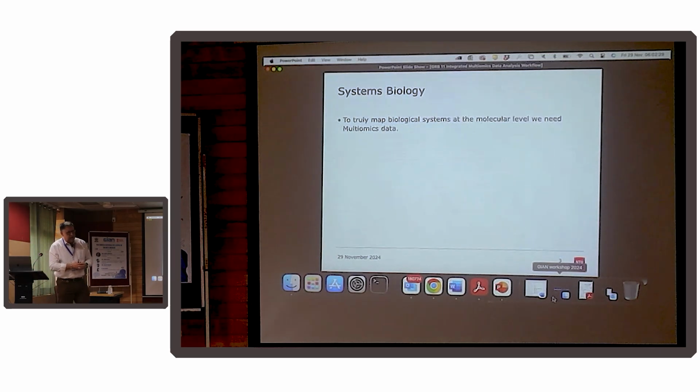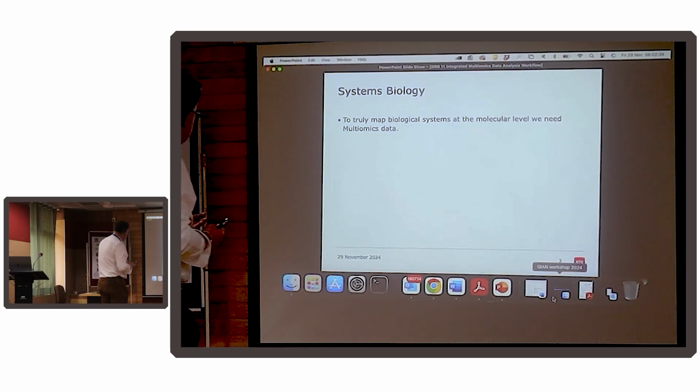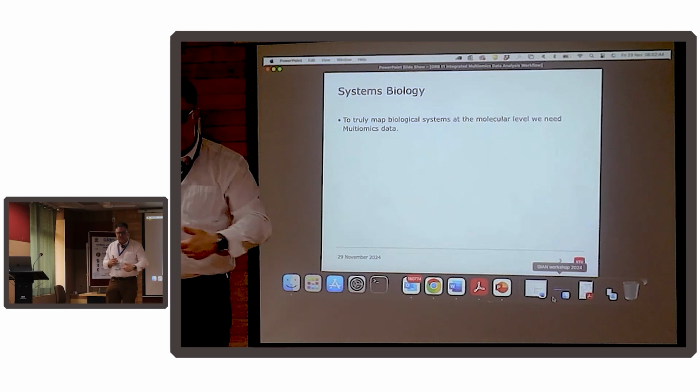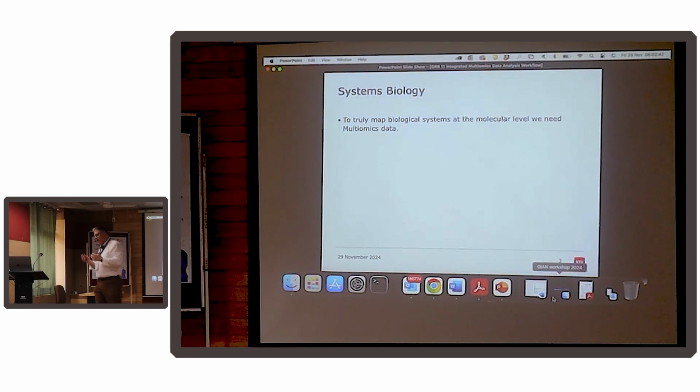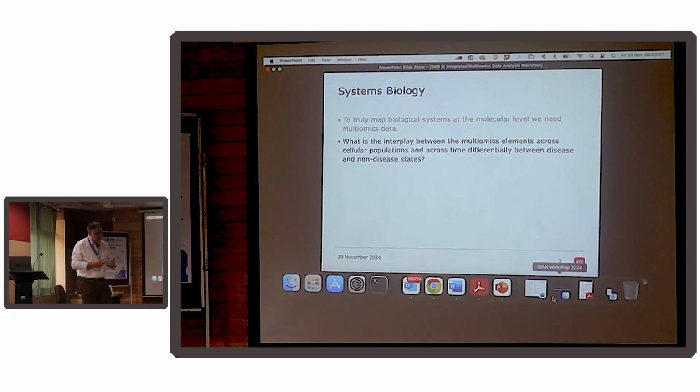So what I'm really interested in, and I suppose where the subject is heading, is systems biology. Systems biology is the mapping of things over space, over time, at an interaction level. To truly have systems biology, we need that multiomics data over space and time. So we could ask the question, what is the interplay between multiomic elements?